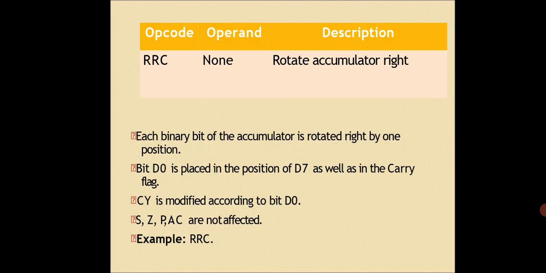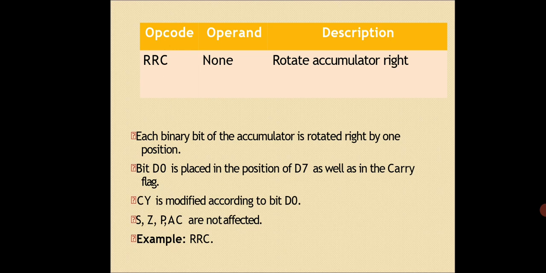The next instruction is RRC. RRC stands for rotate accumulator right. This is also a single byte rotate instruction. It is used to rotate each binary byte in accumulator to right by one position. So in the previous instruction, that is RLC, we have seen that the binary bits in accumulator are rotated to the left by one position. In this instruction, each binary byte of accumulator is rotated to the right side by one position.